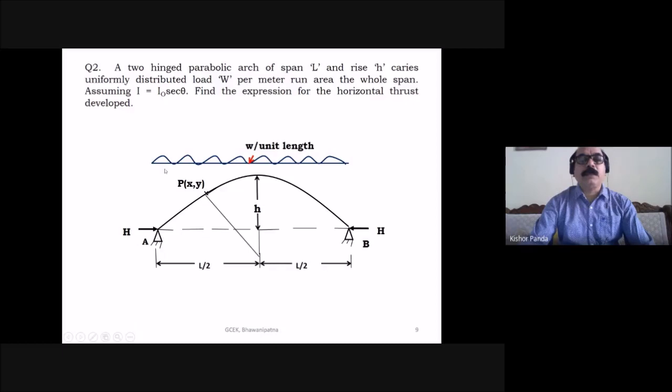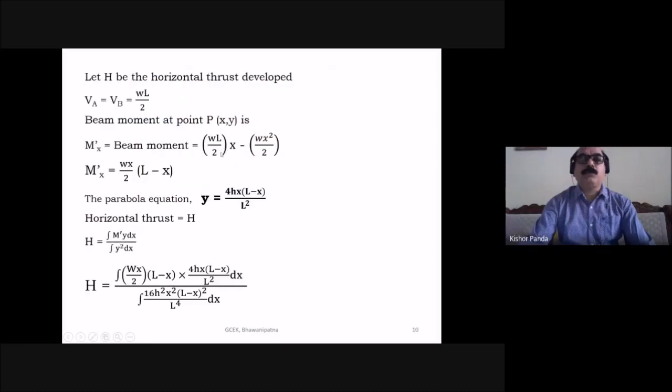Due to this UDL, what is the load? W into x for this portion, so the total load is Wx. The centroidal distance gives the moment, into x by 2. Here this moment is clockwise, and this moment is anticlockwise. So WL by 2 into x minus Wx into x by 2, that is Wx squared by 2. This is the bending moment. Taking Wx by 2 common, we get Wx by 2 into (L minus x).